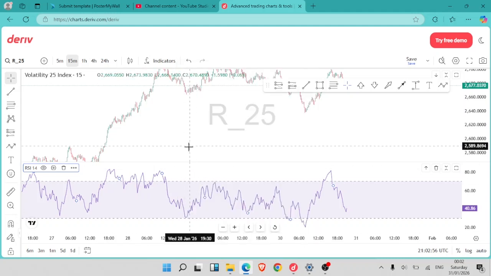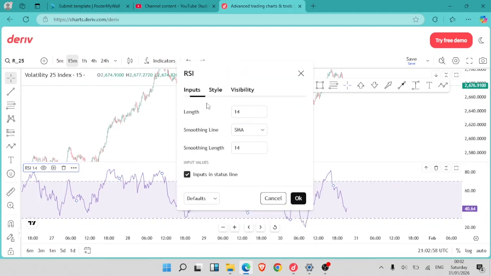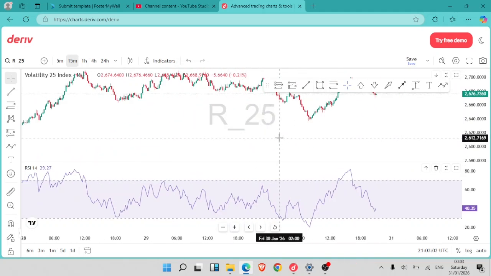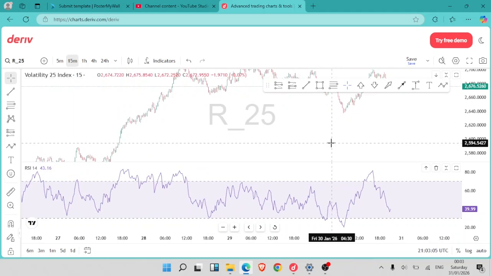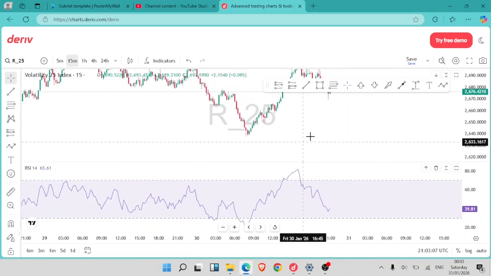If you want to take scalping trades, you can reduce the RSI length to maybe 7 or even 4, but it has to be in a lower time frame, such as the 5-minute time frame or the 1-minute time frame.